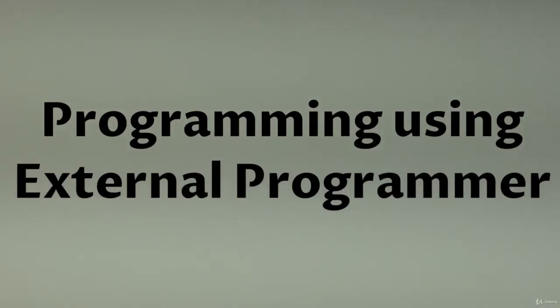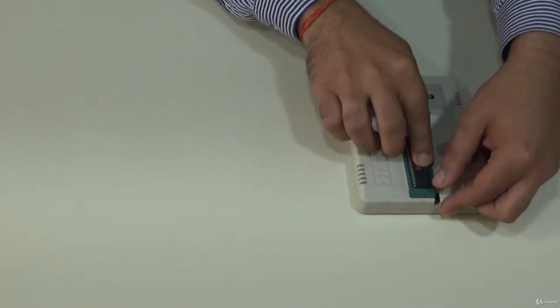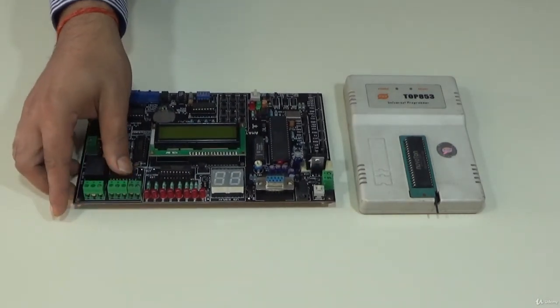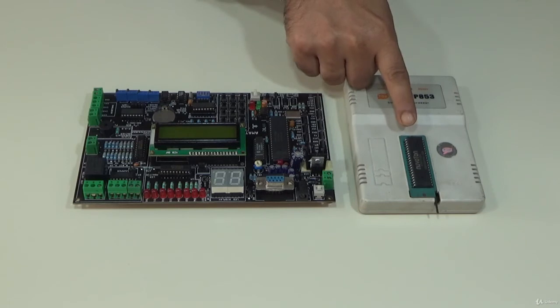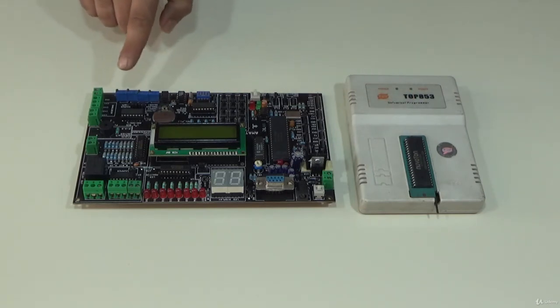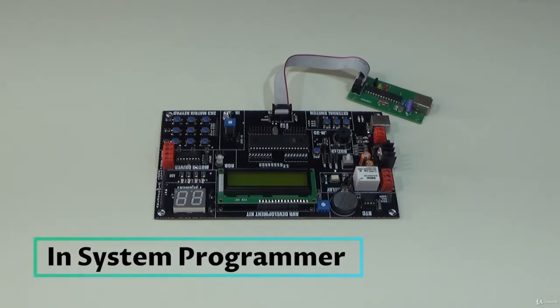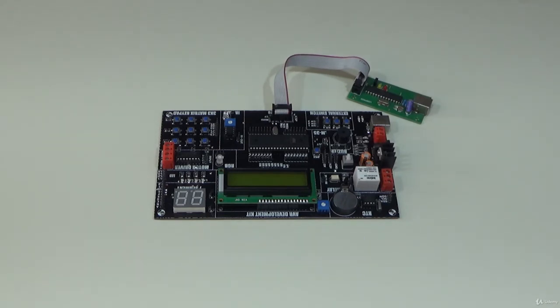Then the first method was to use an external programmer and a separate development board. In the external programmer, we put the chip on top of it, then we program the microcontroller. Then we had a separate development board where we put the microcontroller, and there are the interfacing circuits like LED, LCD and all, and then we check whether our programming is correct or not. This was old.